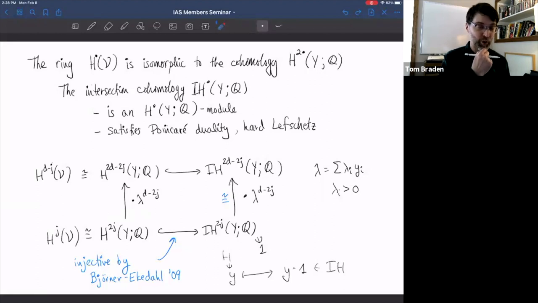There is a one-dimensional torus acting. So you can't play all the games you want to play with torus actions, but there is a one-dimensional torus that contracts down onto the singularity. So you can get out of that.